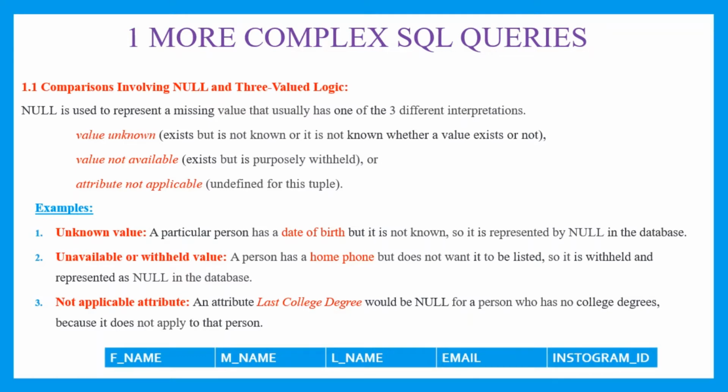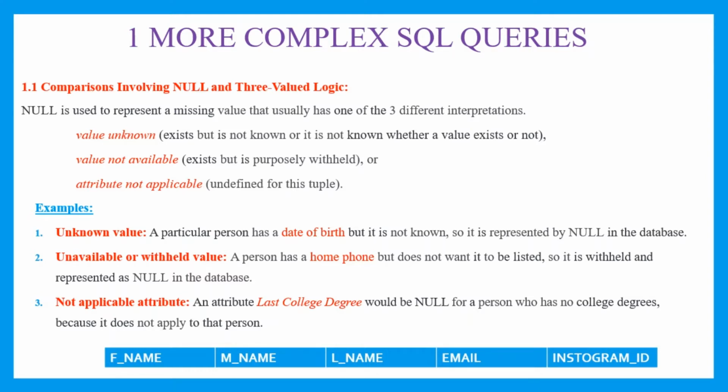So, it is represented by null in the database. Unavailable or withheld value: a person has a landline but does not want it to be listed, so it is withheld and represented as null in the database. Not applicable attribute: an attribute, last college address, will be null for a person who has no college address because it does not apply to that person.